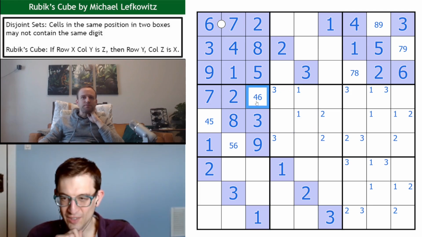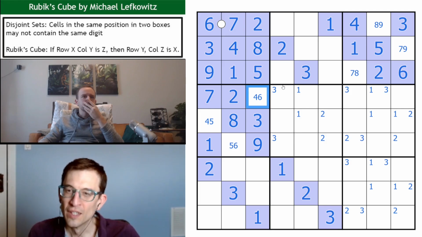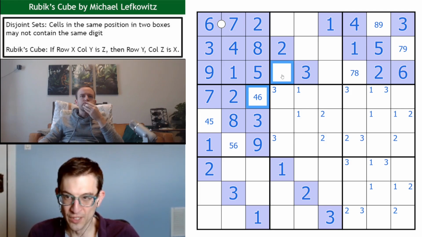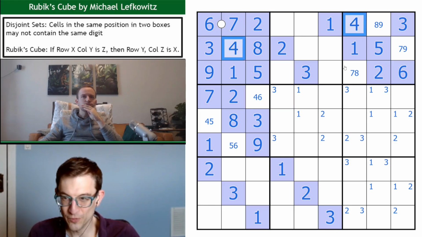Let's try here. So if this were 4, what would that be? 4, 3, 4. So if this is 4, this is 4, and then I get a 3 somewhere. I get a 3 here. That seems okay. Maybe I should look at the disjoint set. So, ooh, maybe not. 4s.